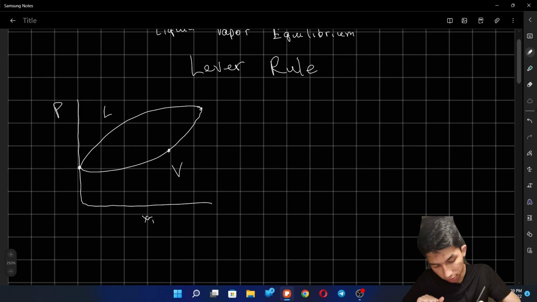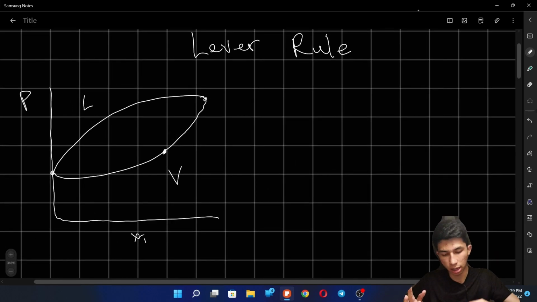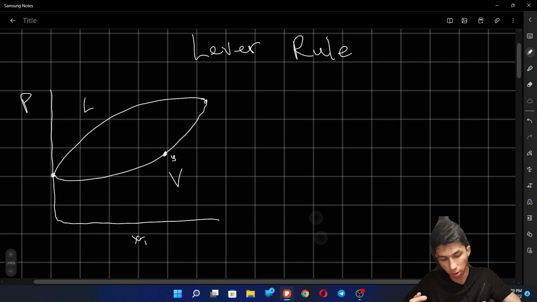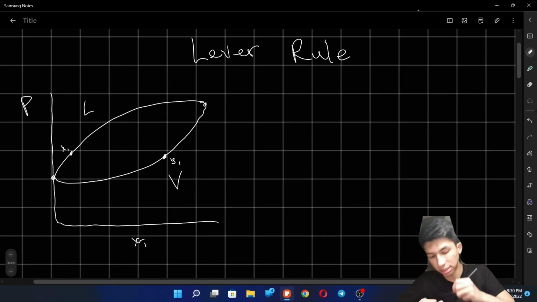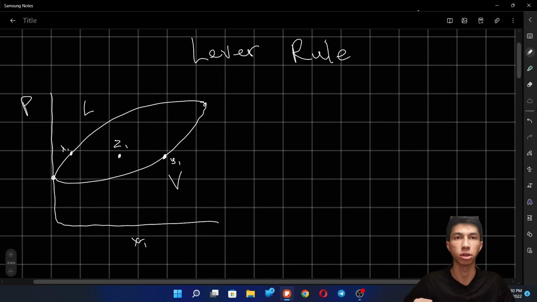Okay, so we're going to specify one point here, right? And it's going to be our y1, which is the mole fraction of components in vapor phase. And here at specific pressure, that's going to be our x1, right? And here is going to be our z1 value, which is the mole fraction of components in our mixture. So for example, in our specific case, we had a mixture of benzene and toluene, and z represented the mole fraction of a more volatile compound.